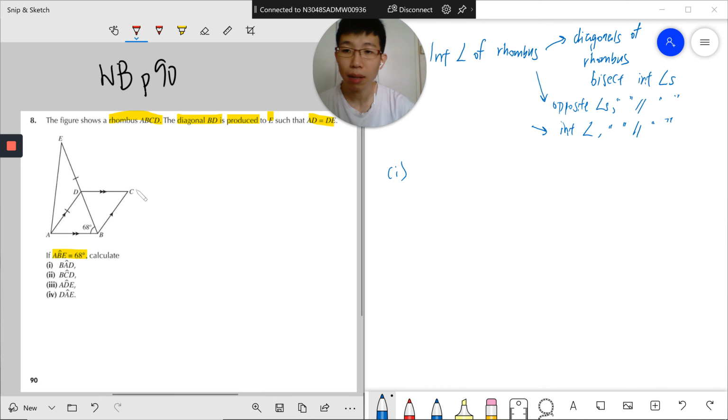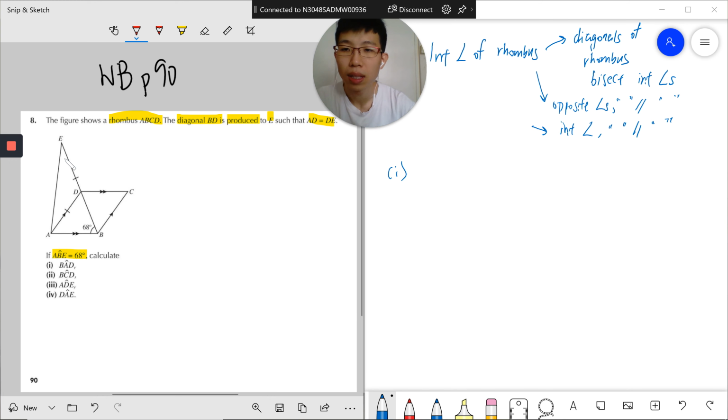Now let's look at part 1. Let's highlight some keywords first. Rhombus ABCD, diagonal BD is produced to E such that AD equals DE. What produced means is that a point is produced out of the rhombus. So this E is over here, such that AD, this length here, is equal to this length here.